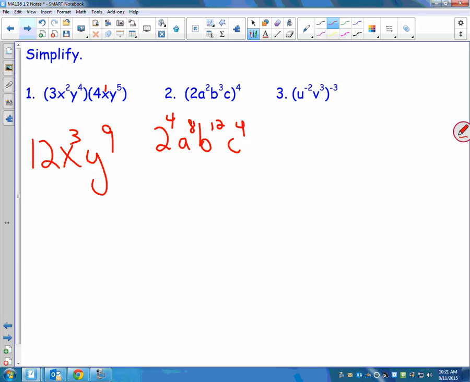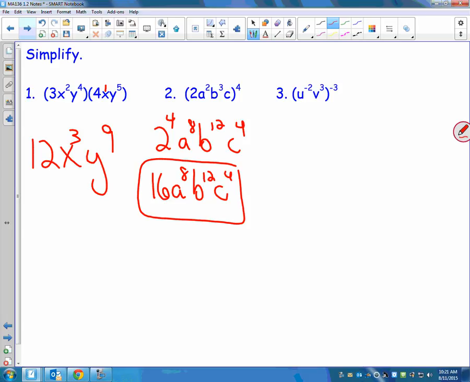Don't leave 2 to the 4th, right? You can work that out. It's not 8, it's 2 times 2 times 2 times 2, which would be 16, a to the 8th, b to the 12th, c to the 4th. Questions about that?